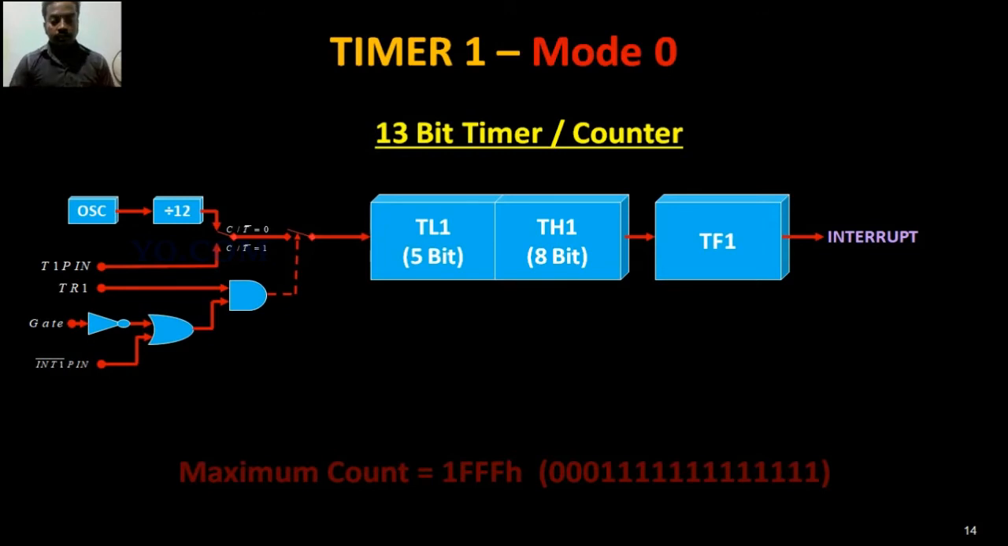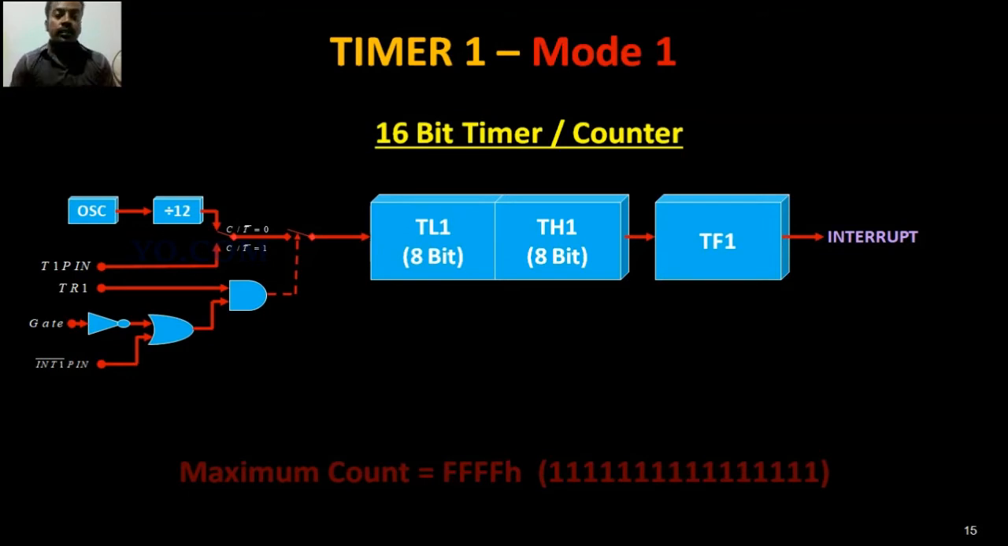Then timer 1 mode 1. In this case timer 1 acts as a 16-bit register, so it can load 16-bit data into the register. This acts as a counter. When the 16-bit data overflows, that is indicated by the timer flag register.